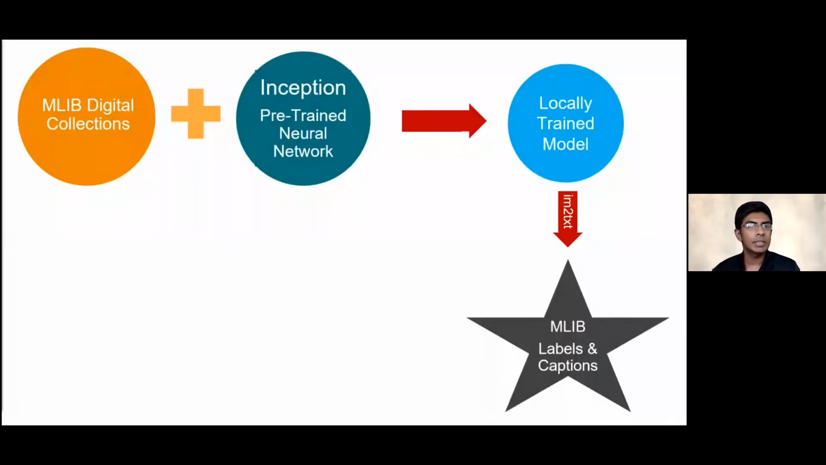So here we go a step further. If you remember this diagram, it's the same one from before. We have the inception model. We train it with the digital collections, and then we get the locally trained model. In the previous example, it just generated labels. So here we are using a package called IM2 text, which is short for image to text, to generate the captions.